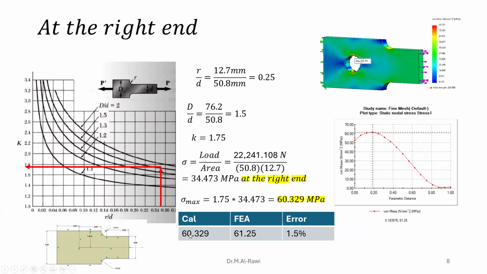And mine, the calculated one, is 60.32. The error for the fillet is 1.5%. And the reason is that I haven't used control mesh for this one. I could improve it even more, and use another control mesh only for the fillets, and then see how I can improve it to get a nice value. But 1.5% error is acceptable, actually more than acceptable.